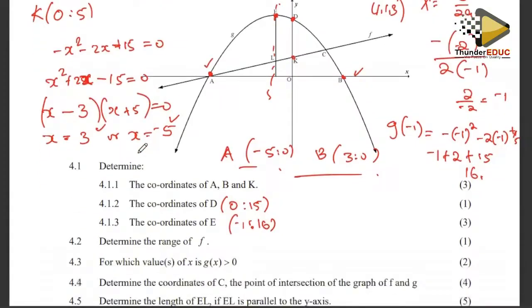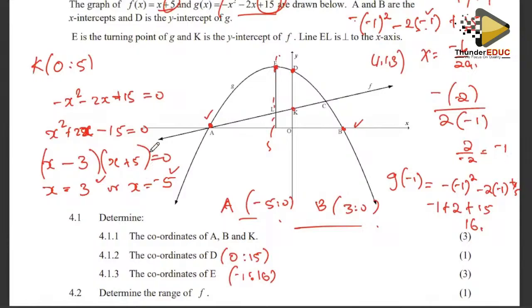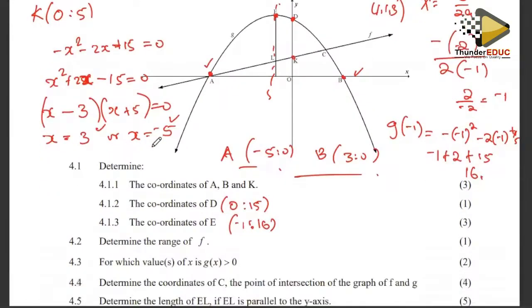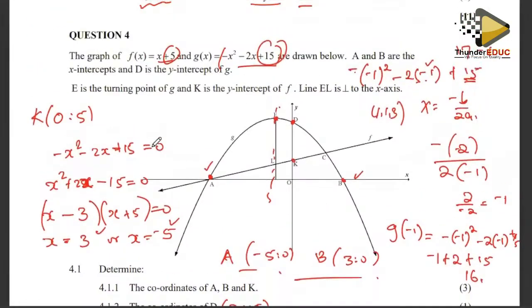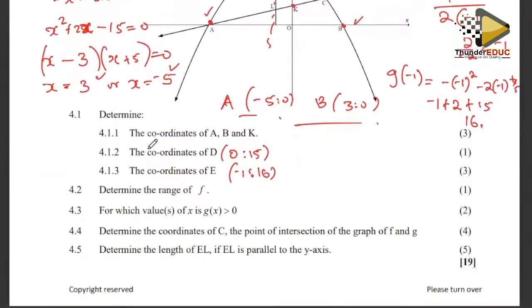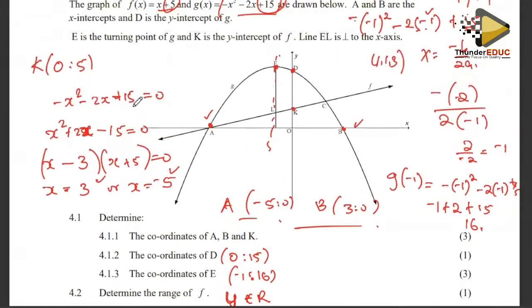Then they want us to get the range of f. Remember, f is a straight line. They never gave us any restrictions with the input or domain, meaning that y is an element of real numbers. That is enough. y is an element of real numbers, because f is a straight line, which makes sense.